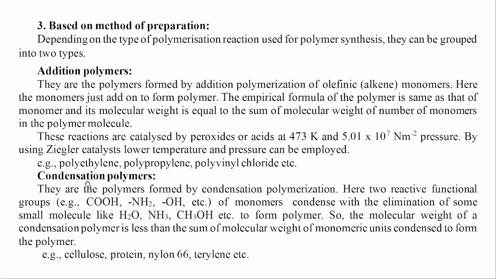Condensation polymers. They are the polymers formed by condensation polymerization. Here two reactive functional groups, example COOH, NH2, OH etc., of monomers condense with the elimination of some small molecule like H2O, NH3, CH3OH, etc. to form polymer. So, the molecular weight of a condensation polymer is less than the sum of molecular weight of monomeric units condensed to form the polymer. Example: cellulose, protein, nylon 66, terylene, etc.